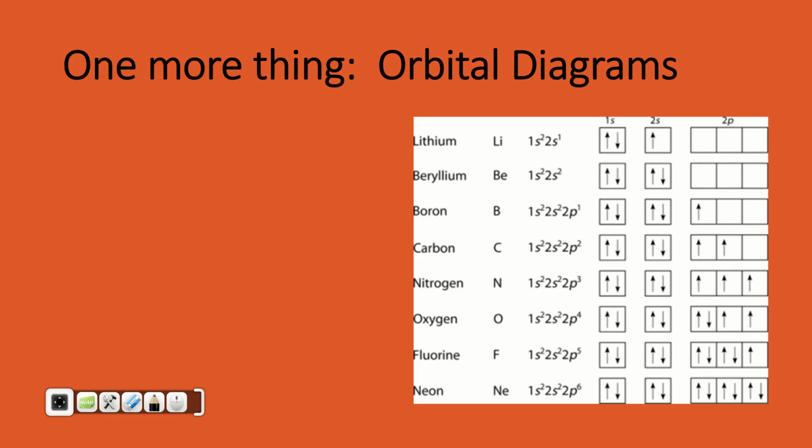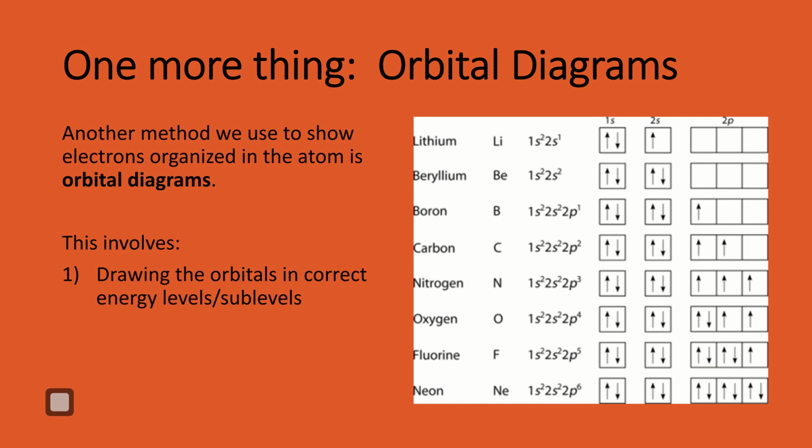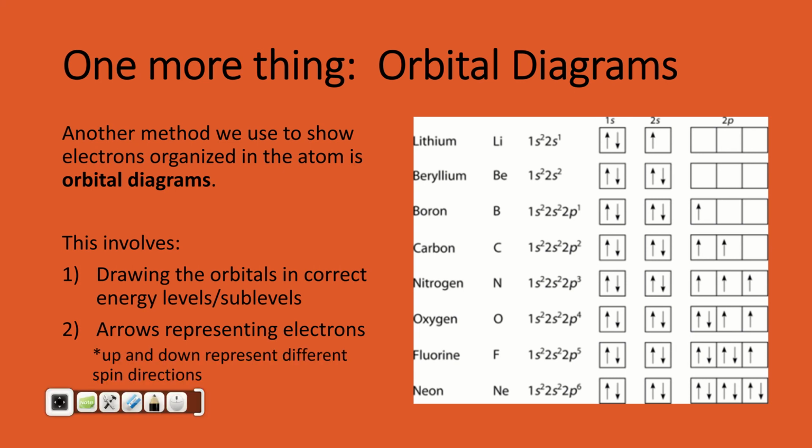All right, last thing is orbital diagrams. Okay, orbital diagrams. So this is a little bit more visual showing of where the electrons all go. So an orbital diagram, okay, again, it's a visual showing of the electrons. This involves basically where you're going to draw the orbitals in correct energy levels and sublevels, okay, and then arrows representing the electrons. All right, that's what's basically being shown here. The arrows represent electrons, and we're going to be drawing them up and down to represent basically different spin directions. There's a rule that will explain that in a moment.